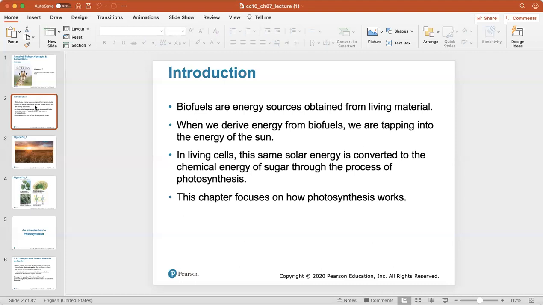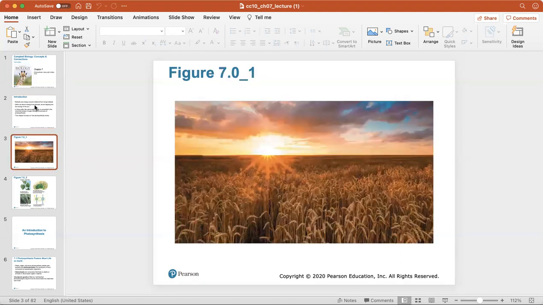So the same solar energy is converted to chemical energy of sugar through the process of photosynthesis. And this chapter will focus all about how photosynthesis works. Photosynthesis is a very important process for how our plants grow, for what we eat. It'll take in carbon dioxide and energy from the sun and create glucose, or plant material, and also give off oxygen.